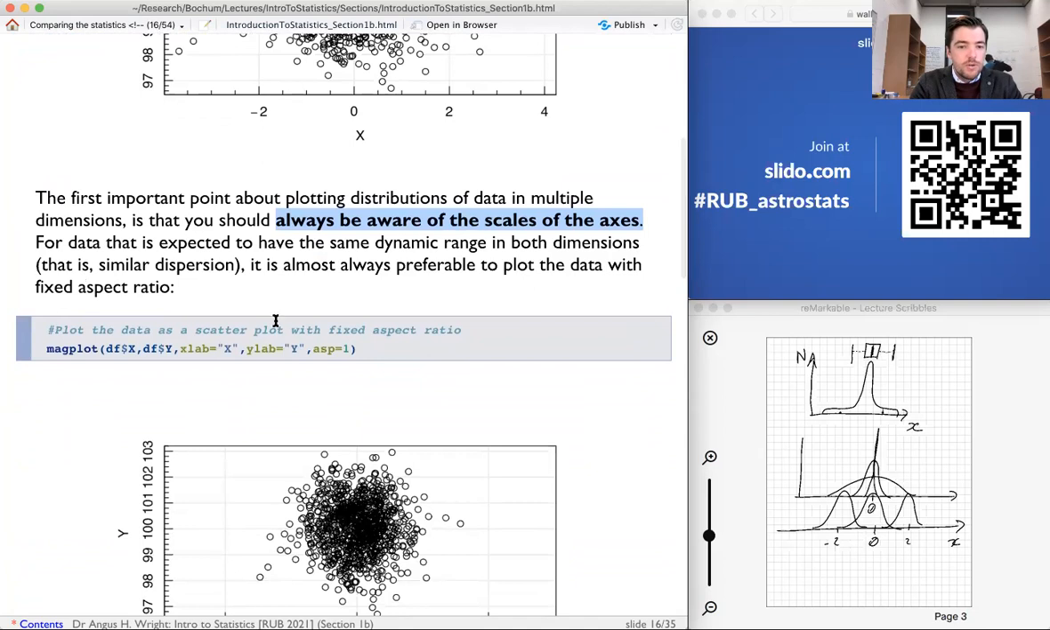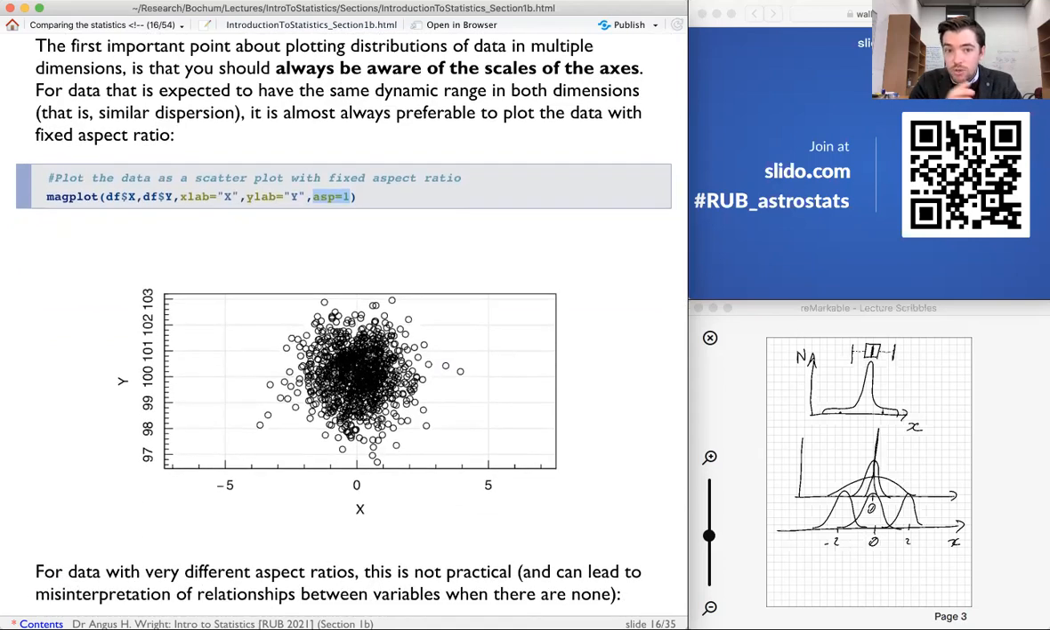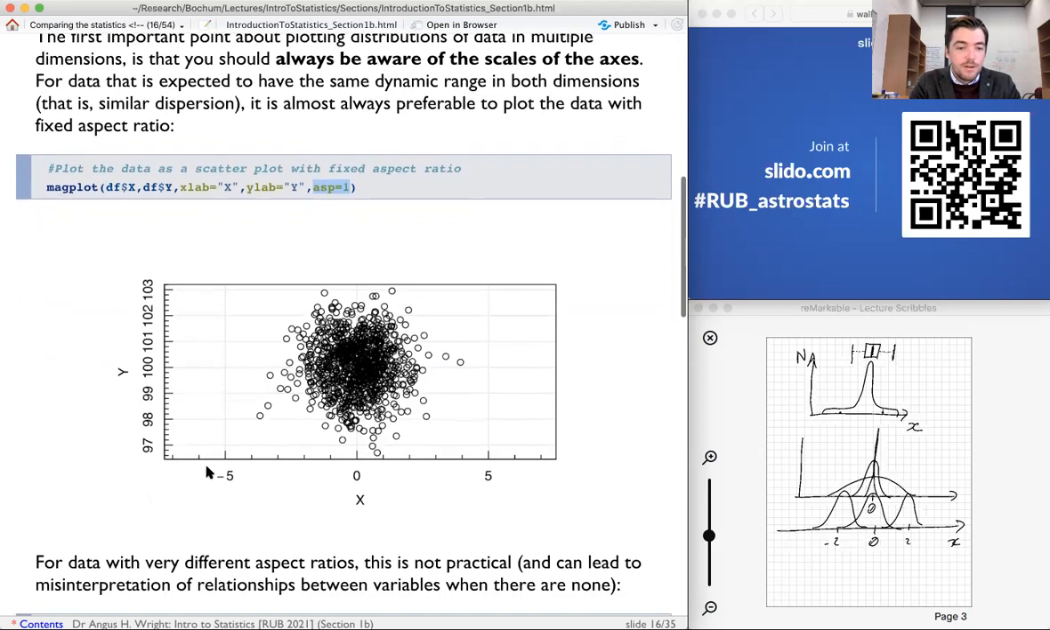So the first thing you can do is always set the aspect ratio to 1 for data that you think should have the same dynamic range, that should have roughly the same scatter. And if we do that, indeed, we see that this then becomes a little bit more sensible and looks a little bit more circular, spherical.